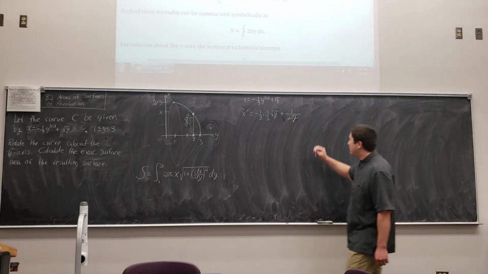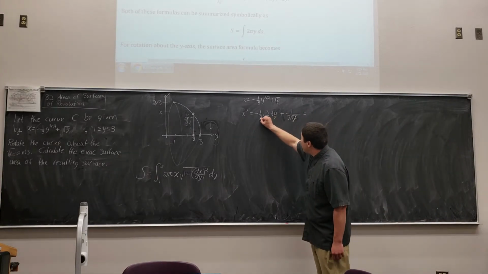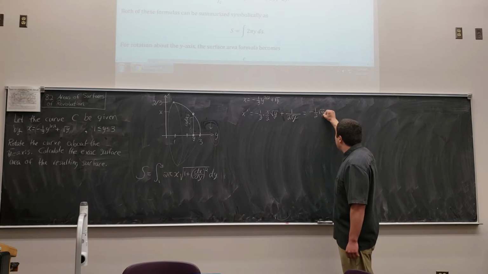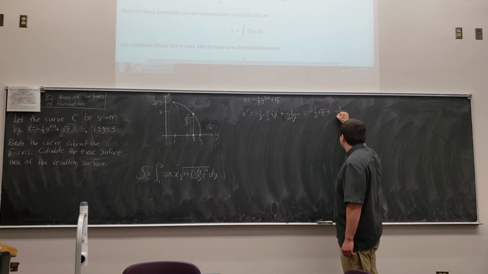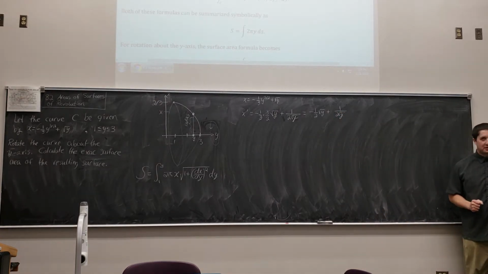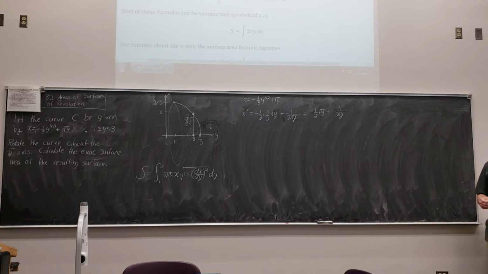We really don't have much to cancel on this one, but we can cancel the 3's to get negative 1/2 root y plus 1/2 root y. Now we're ready to go on to the next step. Any questions so far to that stage?